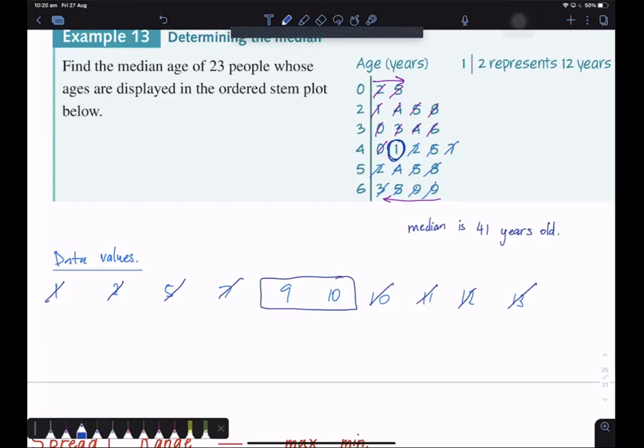But once you've got this, then what you need to do is add them together and divide by 2. We need to find the average of those two values. So technically our middle number is directly in between there. So that's going to be equal to 9.5 for our median.